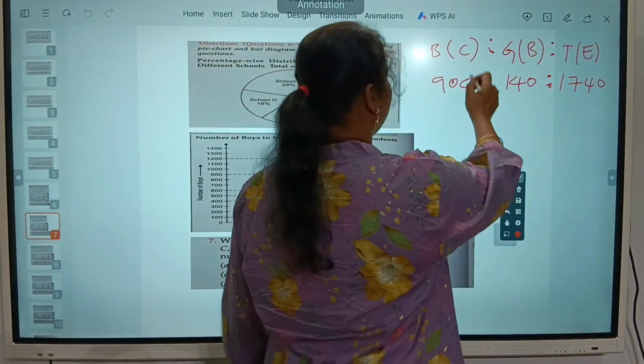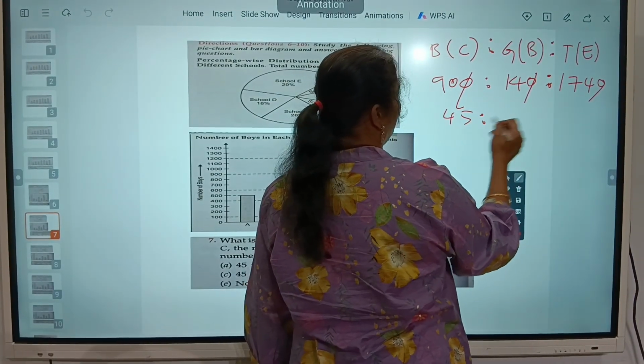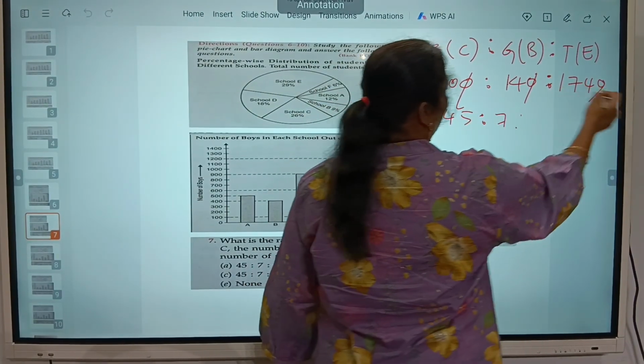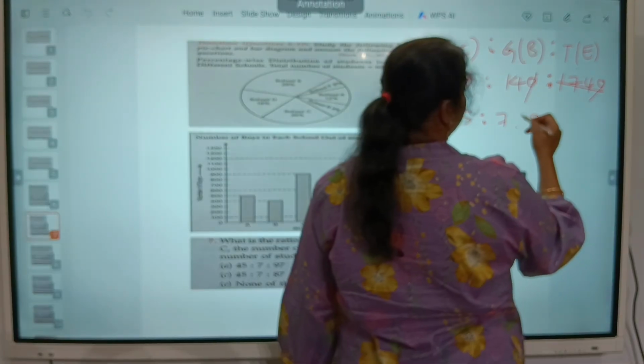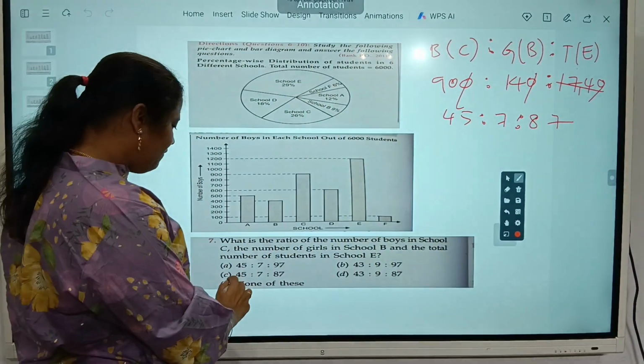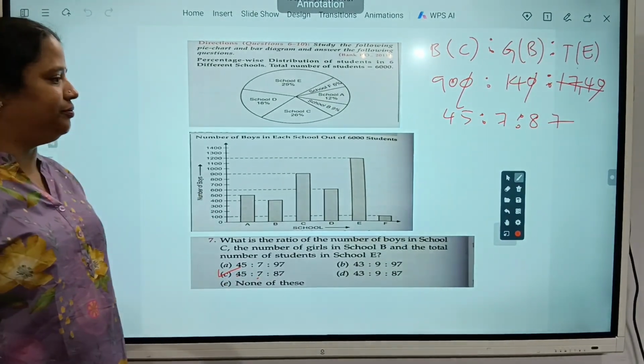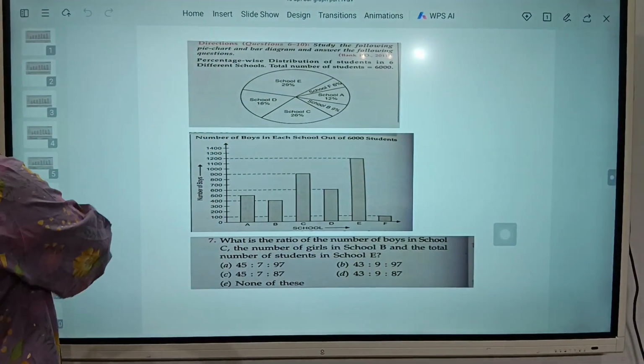Now 0, 0, 0 cancel. 2 45s are, 2 7s are, 2 8s are 16, 7s are. So the ratio is 45 is to 7 is to 87. C is the answer. Now we will move to the third question of this graph.